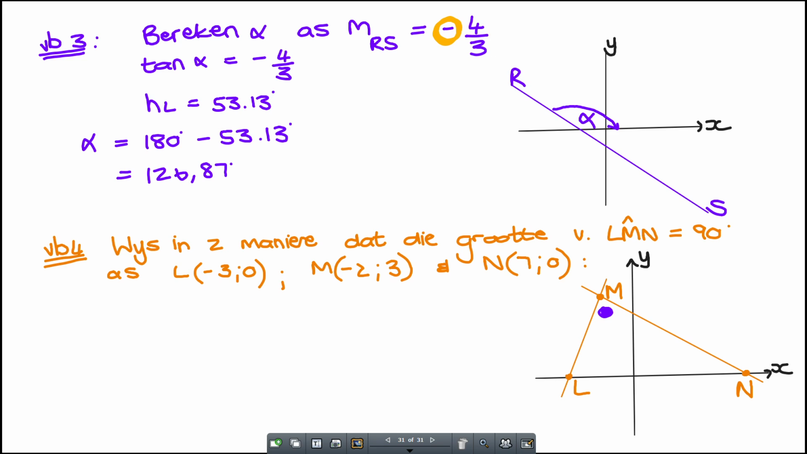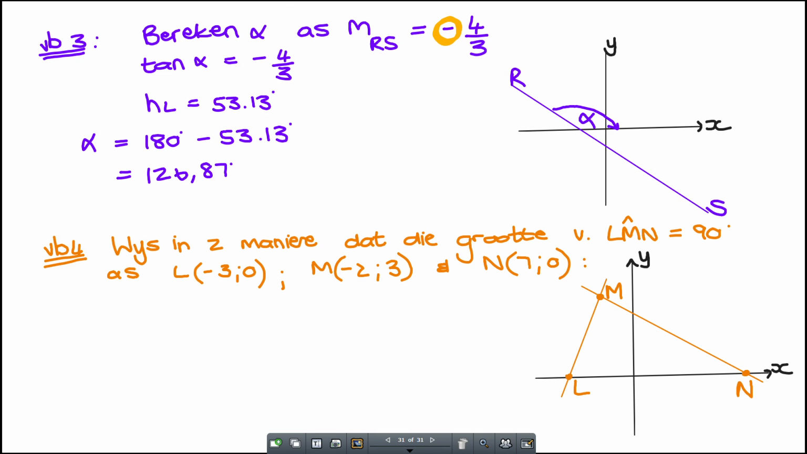Of, hier het ek hom nou so bietjie anders gestel. Ek het vir jou gesê, dat LMN is 90. I'm telling you that is 90. All you've got to do is show me how I got to that. Sê vir my, hoe het jy uitgekom dat hy 90 is? Okay, right. Now, whenever they ask you something like that, please remember that you are going to use inclination angles.